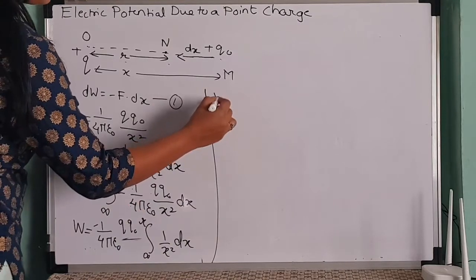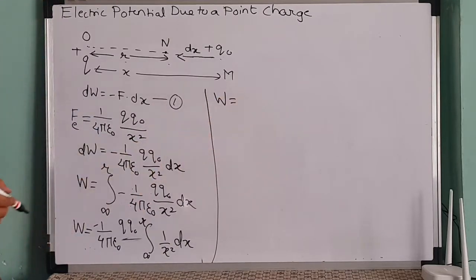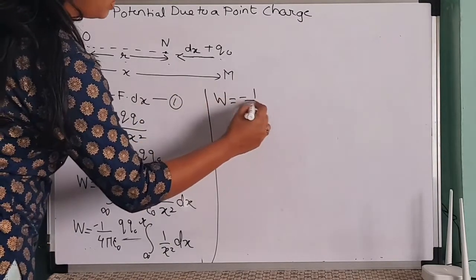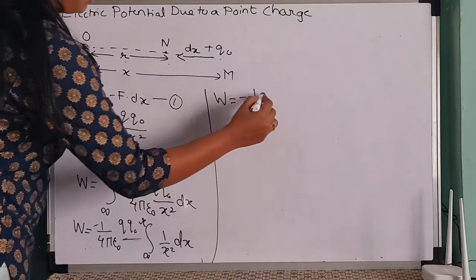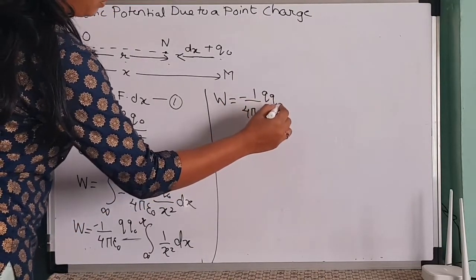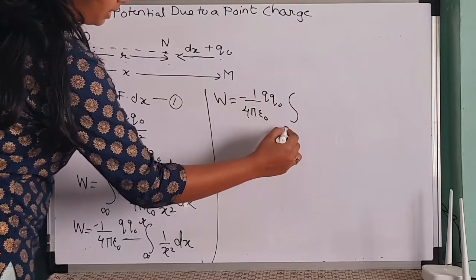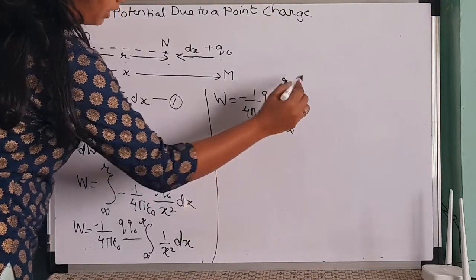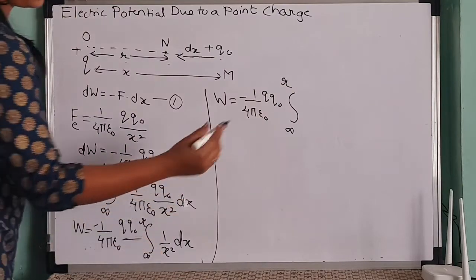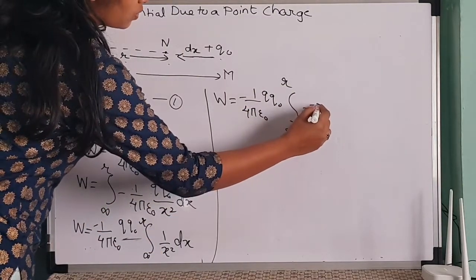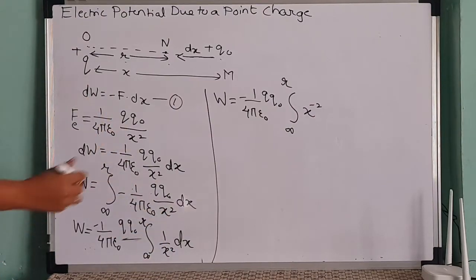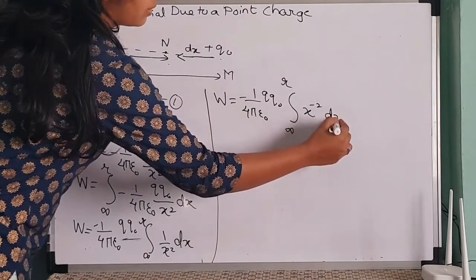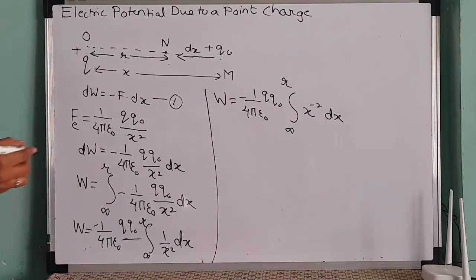So here I can write W, that is total work done, is equal to minus 1 upon 4 pi epsilon naught Q into Q naught integration, that is from infinity to r. This 1 upon x square can be written as x raised to minus 2, because this x square comes at the numerator, into dx. As in the previous lecture, I have told you the formula for integrating.